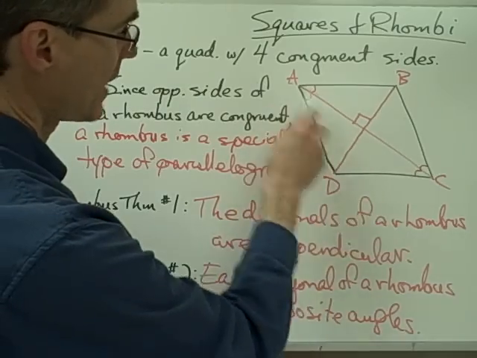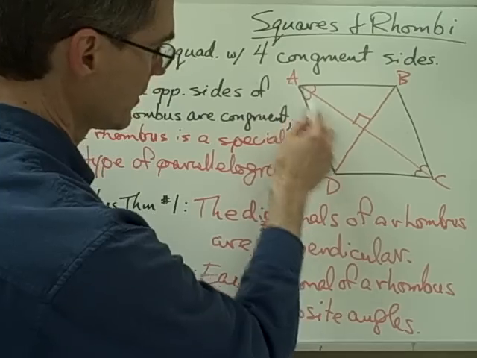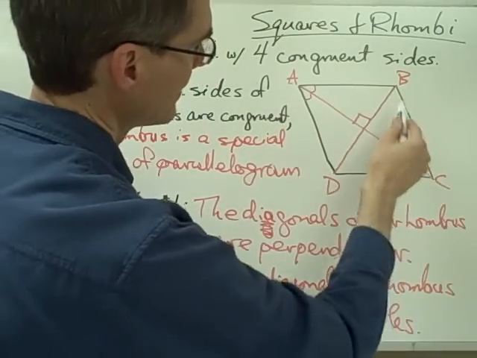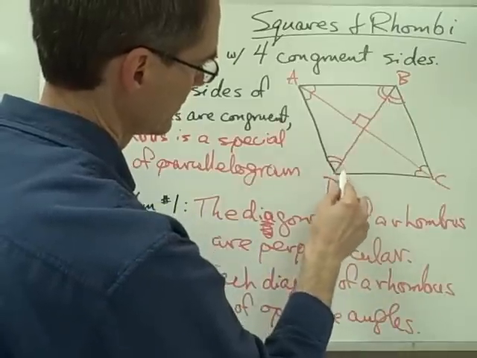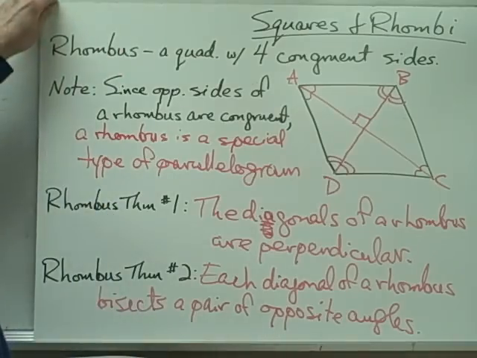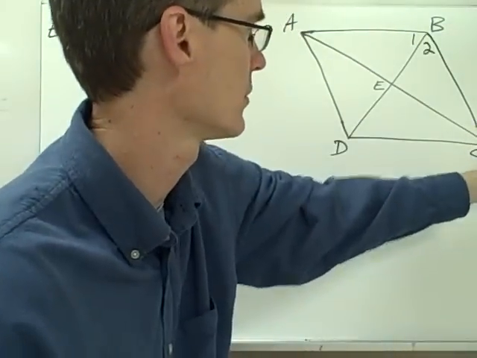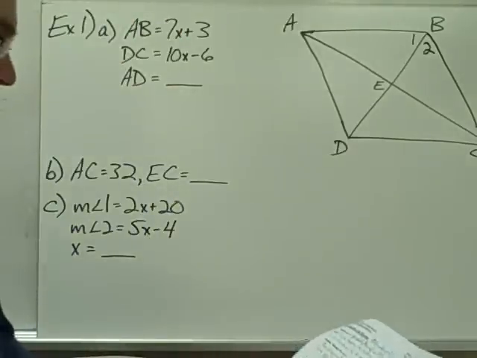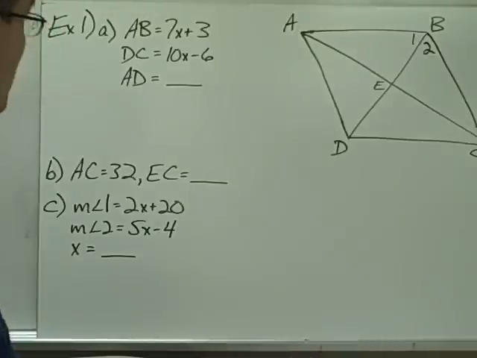So here we have a pair of opposite angles, angle A and angle C. This diagonal bisects this pair of opposite angles. This diagonal, diagonal BD, bisects this pair of opposite angles, angles B and D. All right. So let's take a look at how we're going to use some of these properties of a rhombus in solving some problems. So here, for example, number 1, it says use rhombus ABCD to solve these problems.